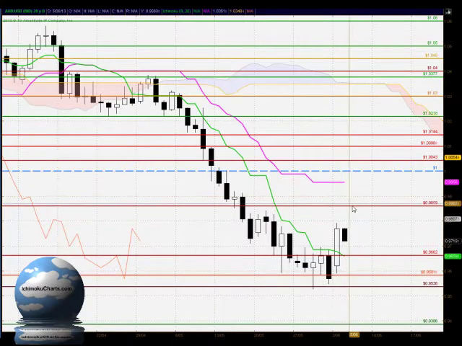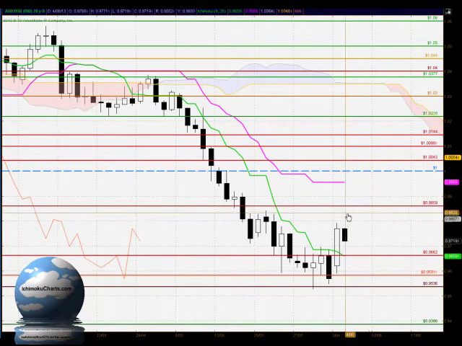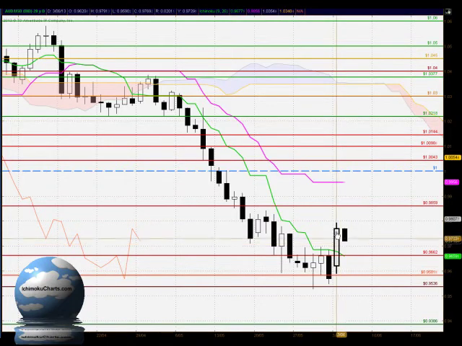Hello everyone, welcome to the Ichimoku charts.com daily analysis for the Aussie dollar US dollar FX for Monday, June 3rd, 2013. Well, a change of trend to the upside today.